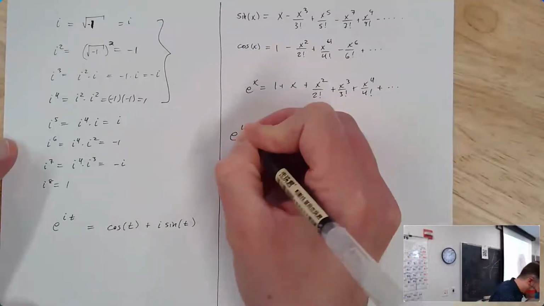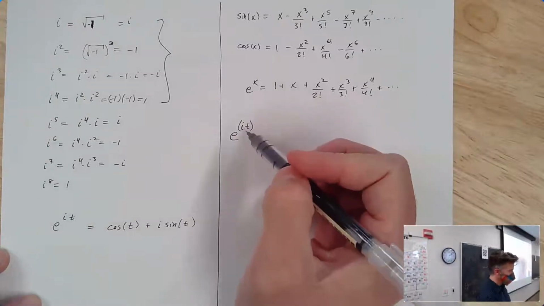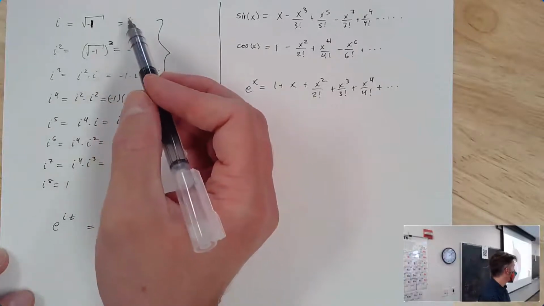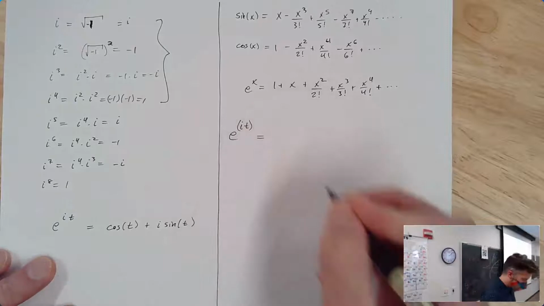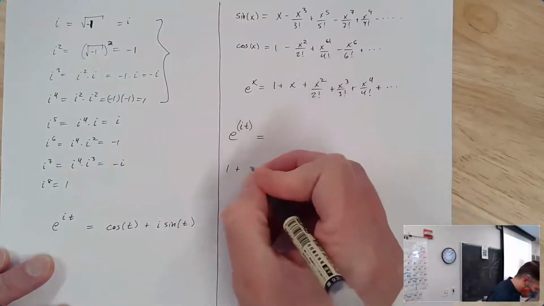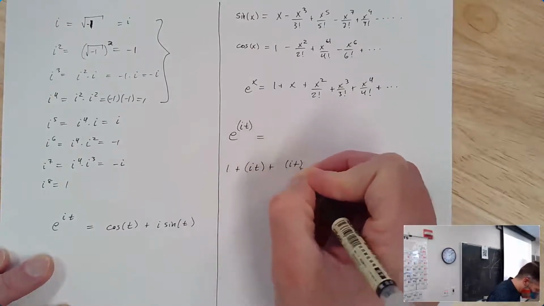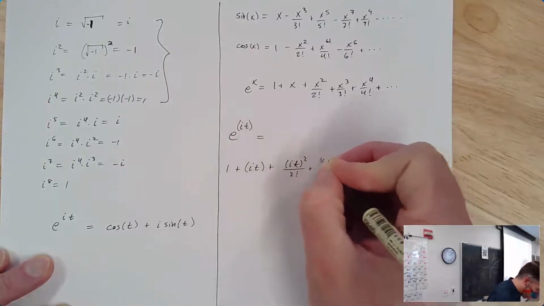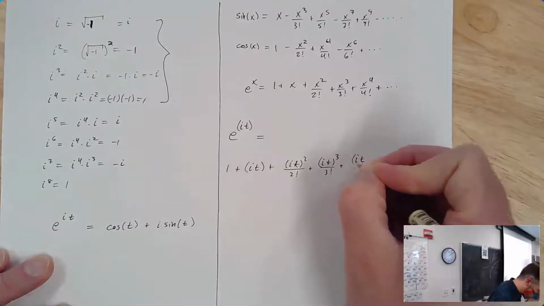E to the IT. I'm going to replace the x with IT, where I is just this number here, the square root of -1, and t is the variable. So look what happens when I write this. I'm going to get 1 plus, instead of x, I'm going to get IT, then IT squared over 2 factorial, IT cubed over 3 factorial, and so on.